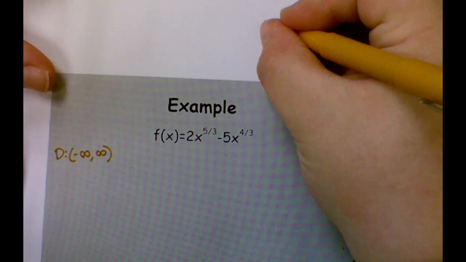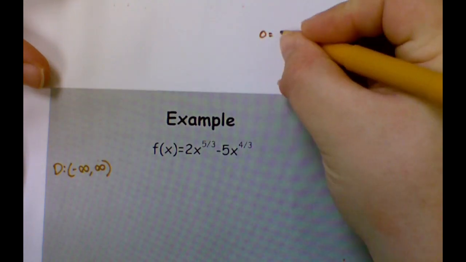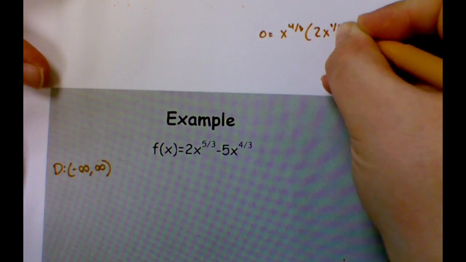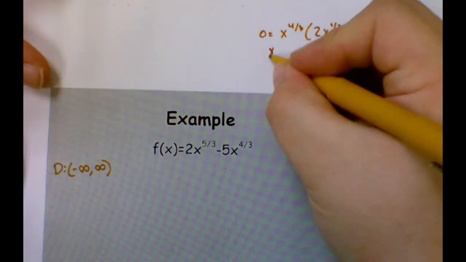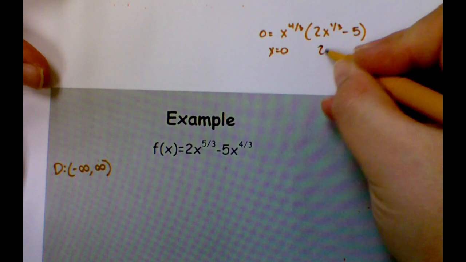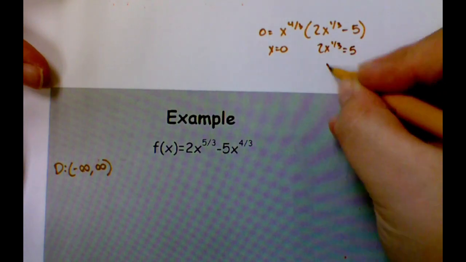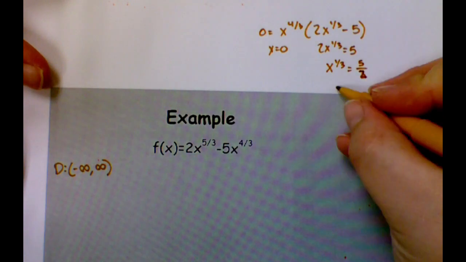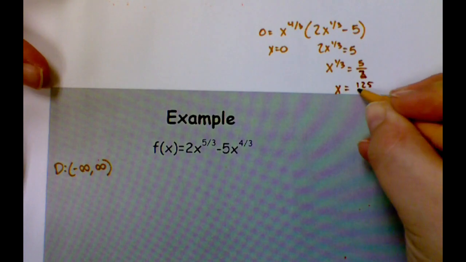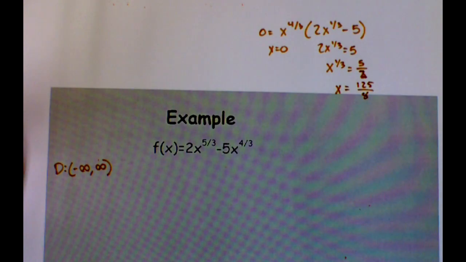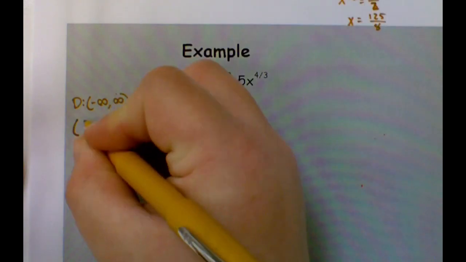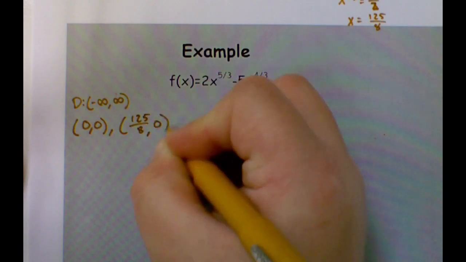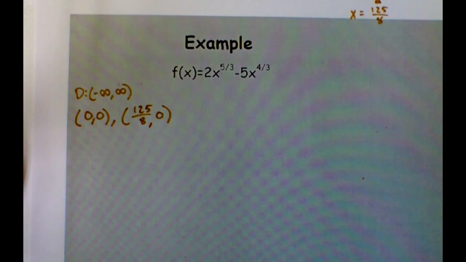My x-intercepts, well, let's see here. If I set this whole thing equal to 0, and I factor out an x to the 4/3 power, I get 2 times x to the 1/3 minus 5. So I get x equals 0. And let's see, 2x to the 1/3 power equals 5. X to the 1/3 power equals 5 halves, which would mean x equals 125 over 8. So my x-intercepts, I have (0, 0) and (125/8, 0). My y-intercept is (0, 0), so I'm not going to bother writing it again.